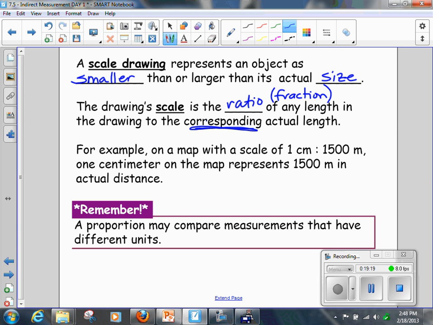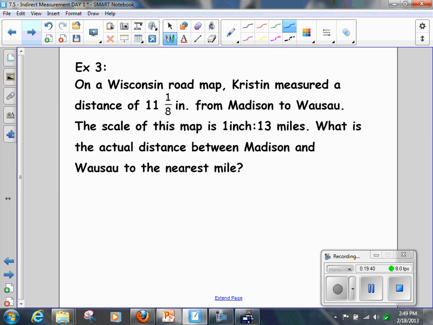Scale drawings. We've already done these too. For example, and we've looked at these problems, if you have a map that says 1 centimeter is equivalent to 1,500 meters, that's a scale, okay? And it can help us compare measurements that have different units. Now, look at this. Now, some of you will totally go common sense on this. I don't do that. I have to do the math.